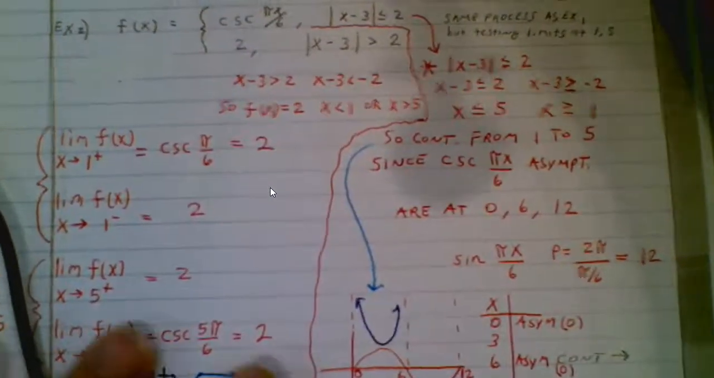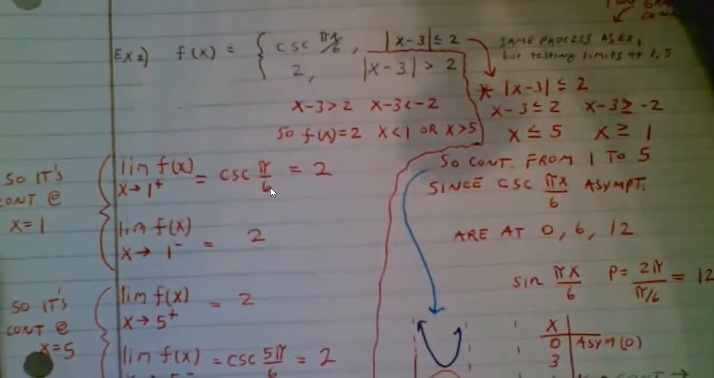It's not continuous from negative infinity to positive infinity, but that's not what they gave us. They gave us a limited domain from 1 to 5, and so it is continuous from 1 to 5. And so that's one of the first things we have to check, and now we have to do the same thing for the second graph.